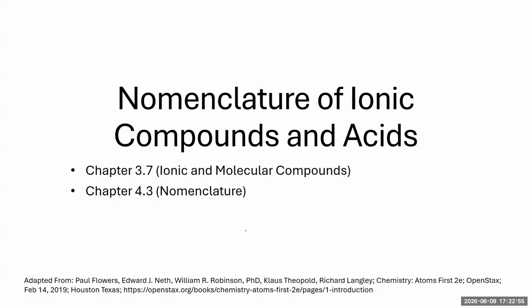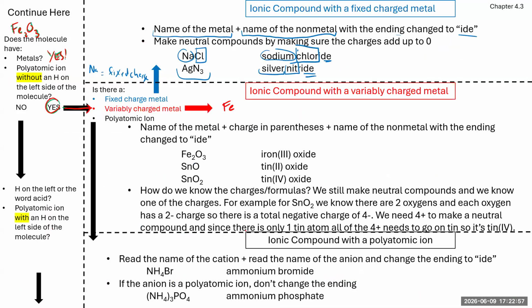All right, so let's go back to our stuff here and let's take a look. So they're saying that it's iron 3 oxide. Name of the metal, iron. The charge in parentheses, we don't know. And the name of the nonmetal with the ending changed to IDE. And that's O, so it's oxide.